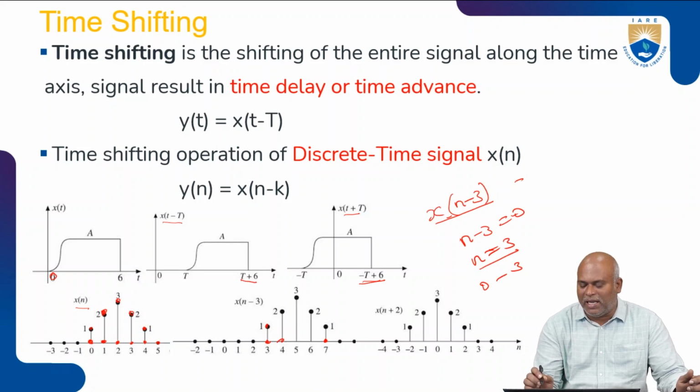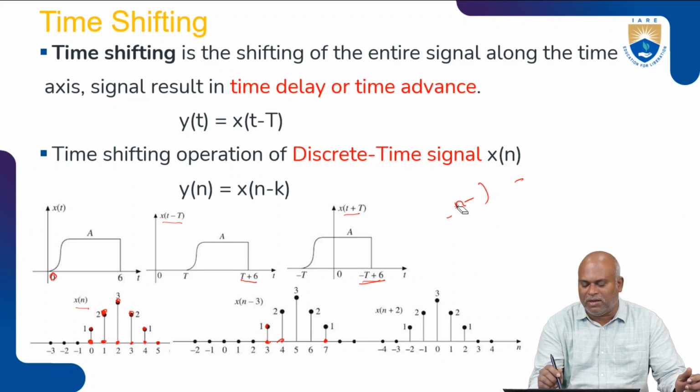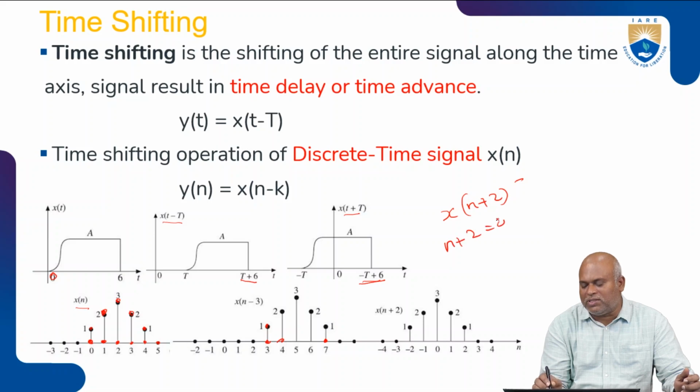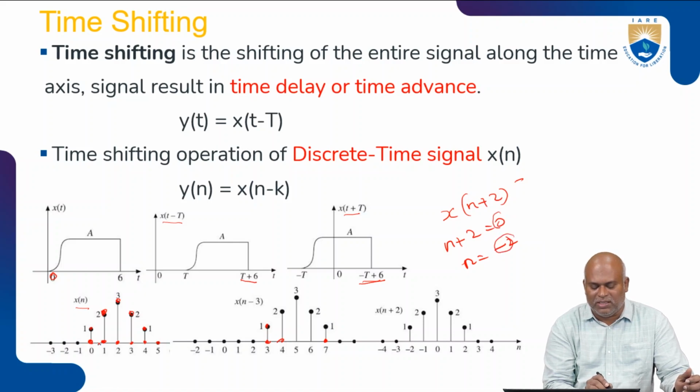At the same time, I take another example, of the advance. So what will be represented? Here I take the example of x of n plus 2. So n plus 2 equal to 0, then n equals minus 2. So what will happen? The 0th position is going to be shifted to the minus 2 position. See here, the 0th position is shifted to the minus 2th position.